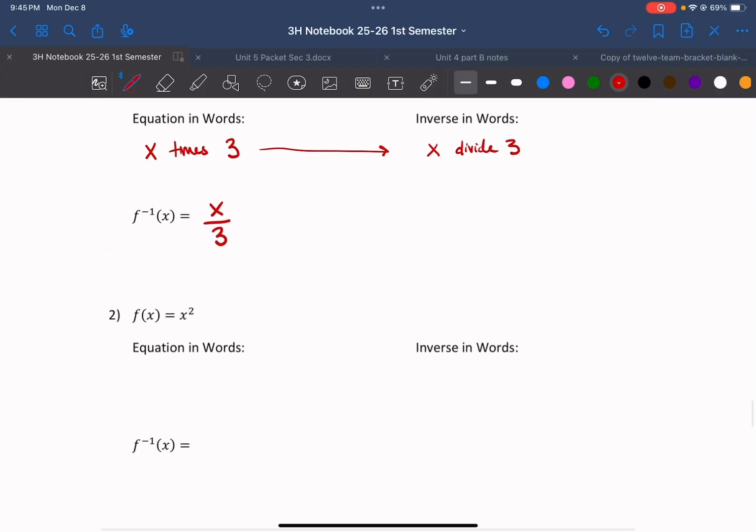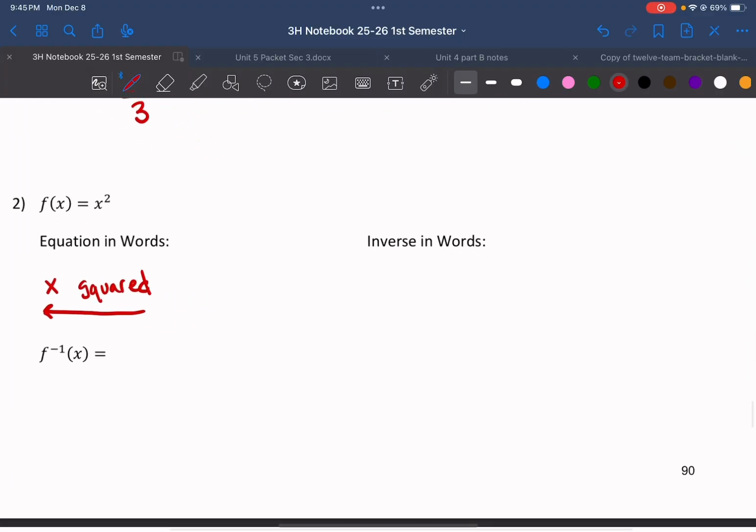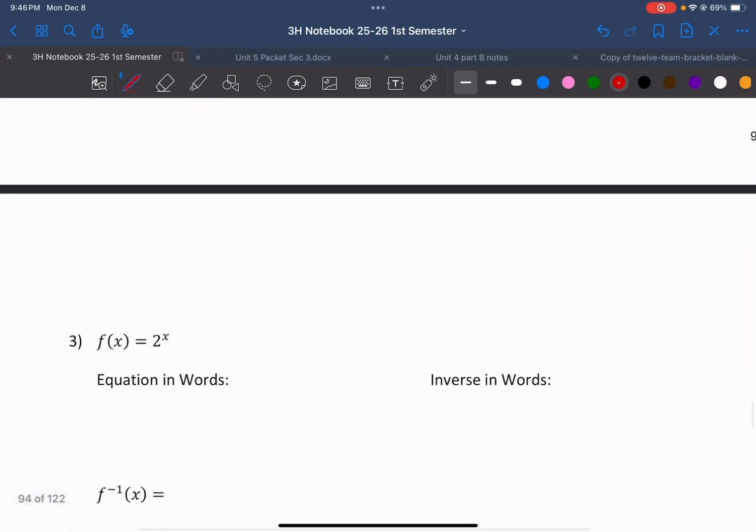Okay, let's look at the next one. Let's write this equation in words. X squared. Now to write the inverse, we're going to go backwards and opposite. So over here we're going to write, what's the opposite of squaring? Square root x. There's the inverse.